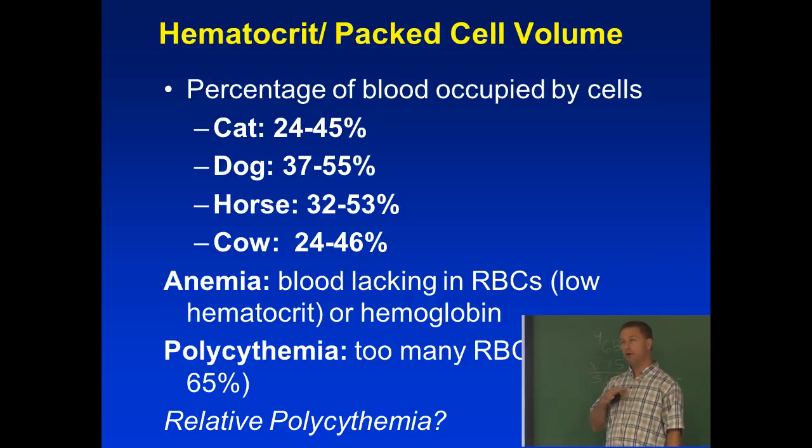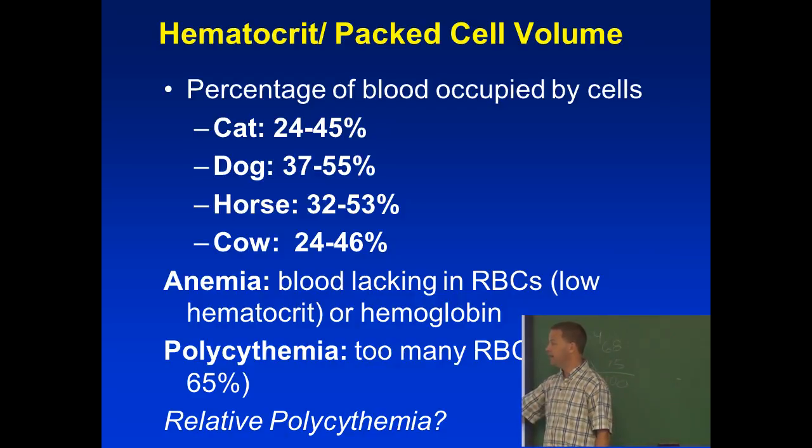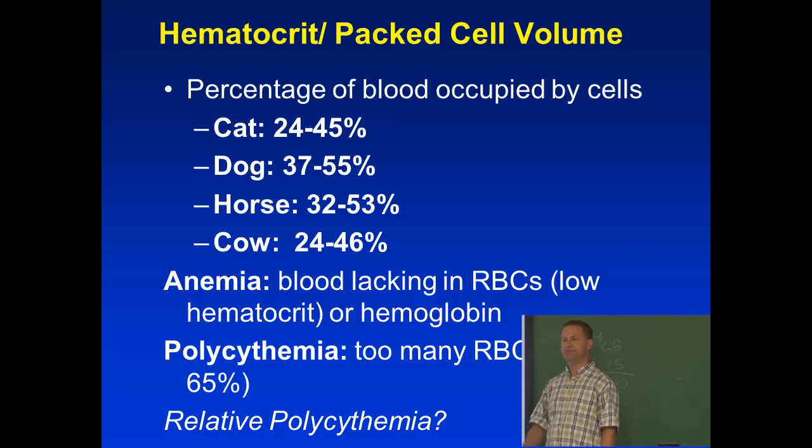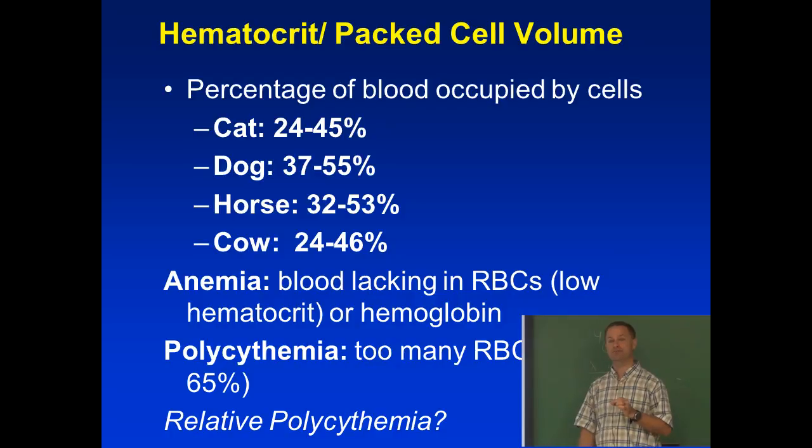Okay? Now, there are some weird processes that can cause an actual polycythemia. A lot of times, it's more often going to be relative polycythemia. That is, oftentimes we don't have more red blood cells, but what we do have is less plasma. Okay? And what's the main component of plasma? Water. So if an animal comes in and he's got a hematocrit or a packed cell volume of 65%, you know, either he's Lance Armstrong or that animal has lost some fluid.